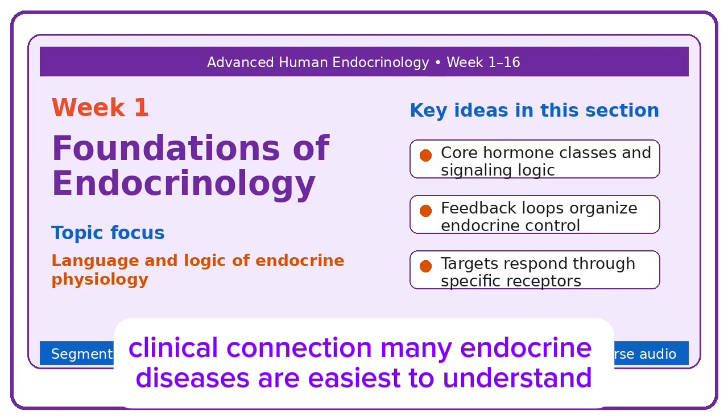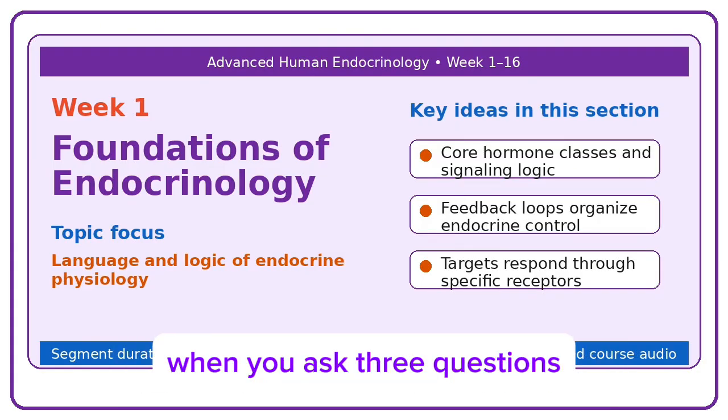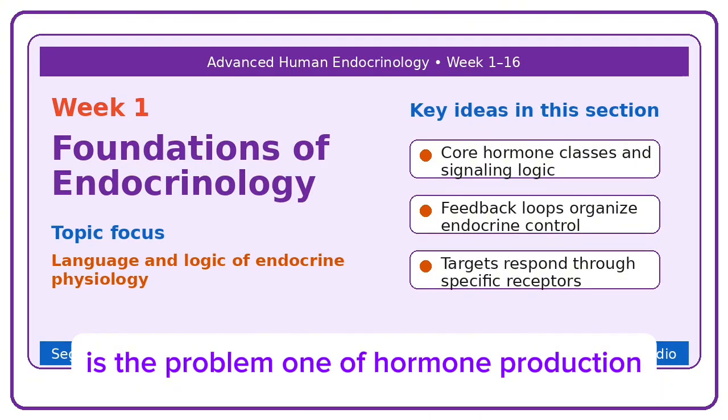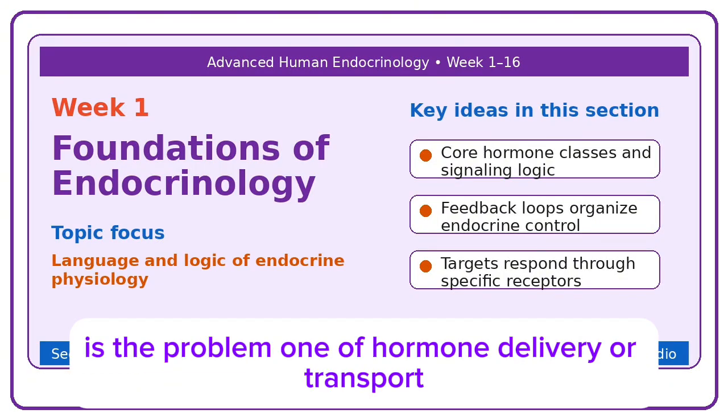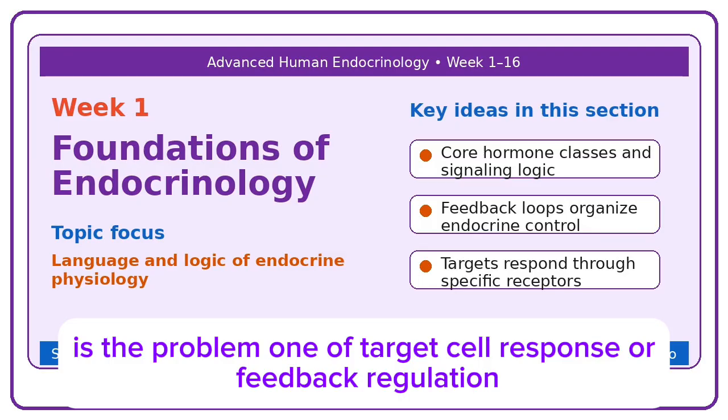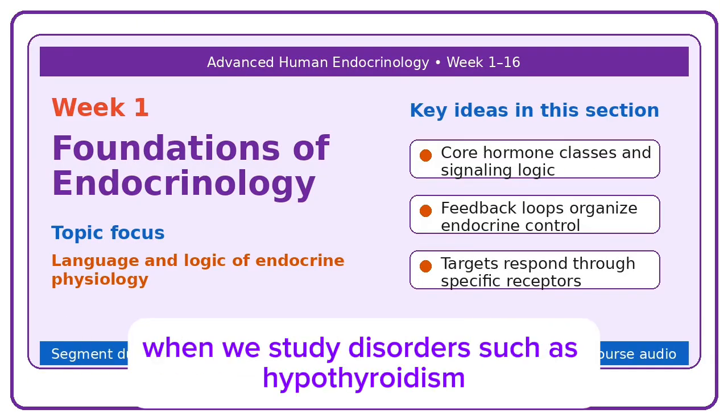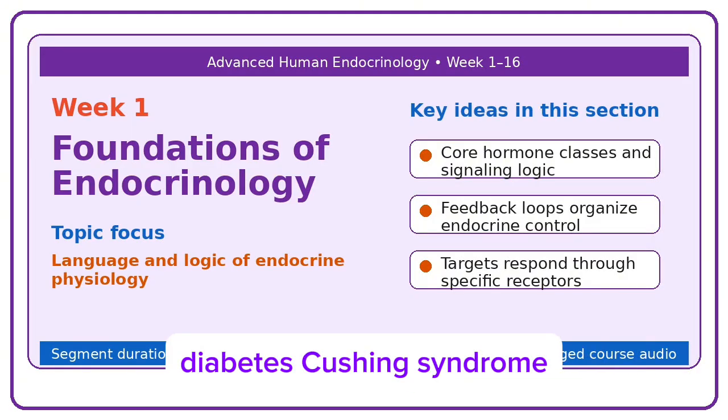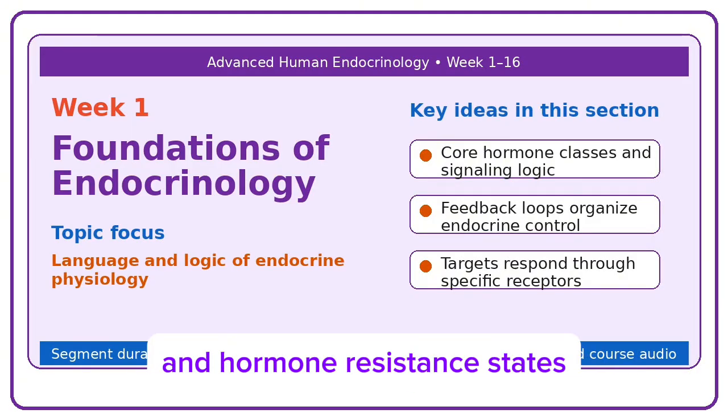Clinical connection. Many endocrine diseases are easiest to understand when you ask 3 questions. Is the problem one of hormone production? Is the problem one of hormone delivery or transport? Is the problem one of target cell response or feedback regulation? This framework will help later when we study disorders such as hypothyroidism, diabetes, Cushing syndrome, and hormone-resistant states.